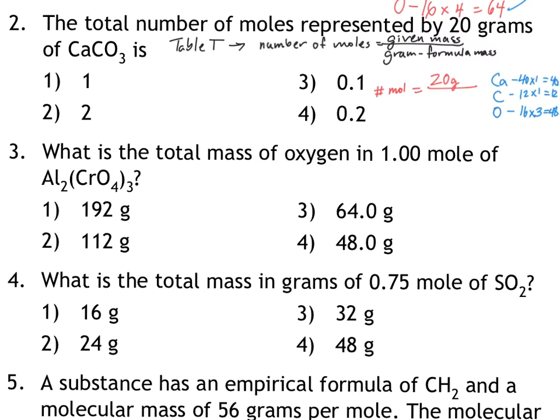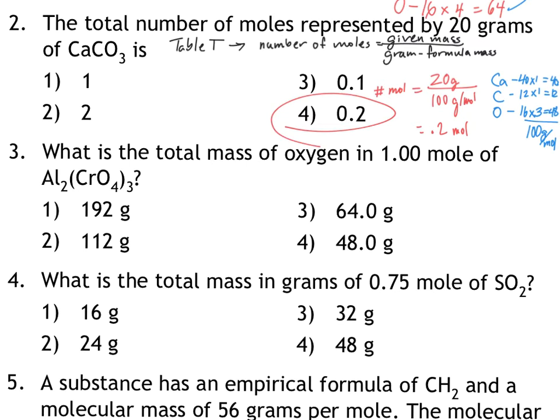So I was able to find that we have 40 grams per mole of the calcium, 12 grams per mole of the carbon, and 48 grams per mole of the oxygen for a sum of 100 grams per mole. So you can put that in the denominator now. And that leads you to the answer that we must have 0.2 moles of calcium carbonate.